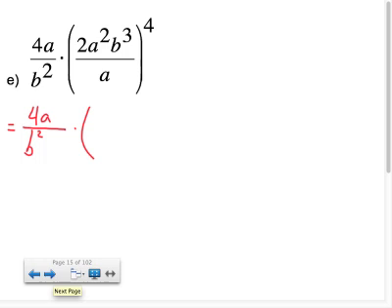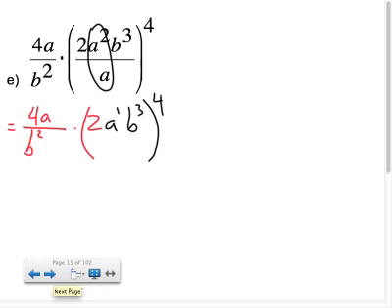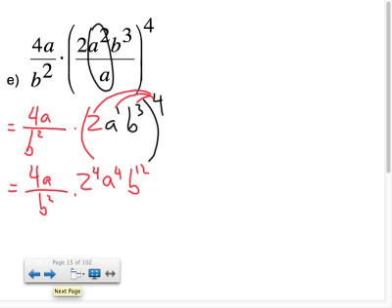Times, now I look inside the parentheses, I know I got a 2. Okay, and now what I'm looking at is I have an a squared on top and an a on bottom, so that's a to the 2 minus 1, which is 1, b to the third, and then you have your exponent of 4 on the outside still. Again, second step, I can distribute this exponent since I'm multiplying, so I have 4a over b squared times 2 to the fourth, a to the fourth, b to the 12th, right, because 3 times 4 is 12. All over 1.